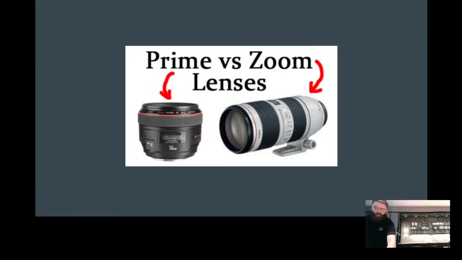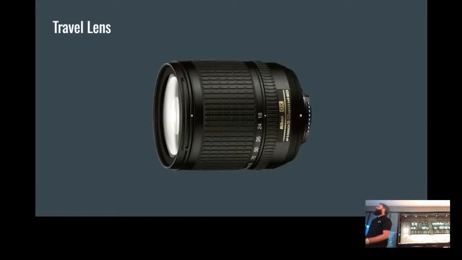I think there's one more lens that I talk about, the travel lens. I get a lot of people that come in that are like, I'm going on safari or I'm going on vacation, I don't want to carry 5 lenses with me, what do you recommend? This is a great one. 18 to 135 and a 28 to 400 nowadays. They have so many different versions of this. But basically this is an all-in-one lens.